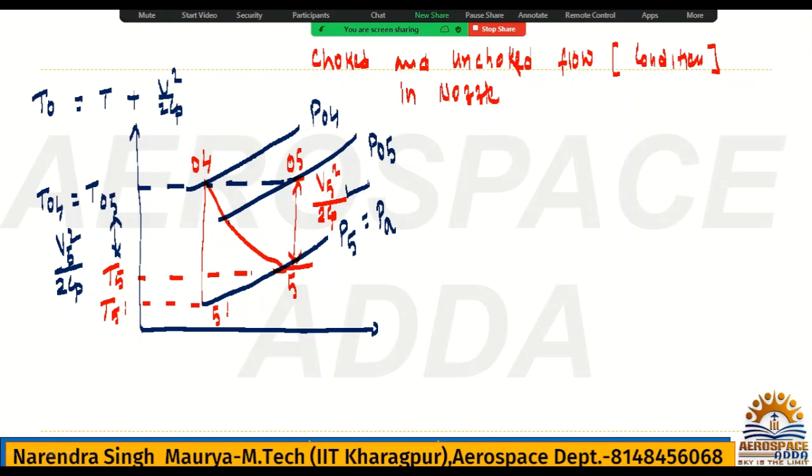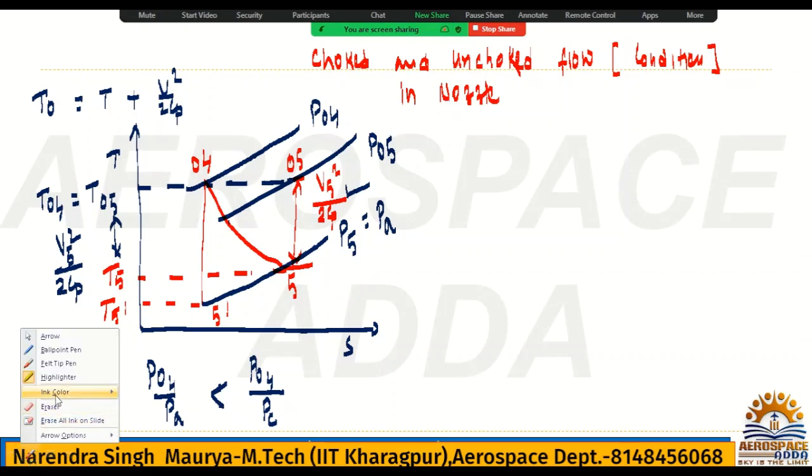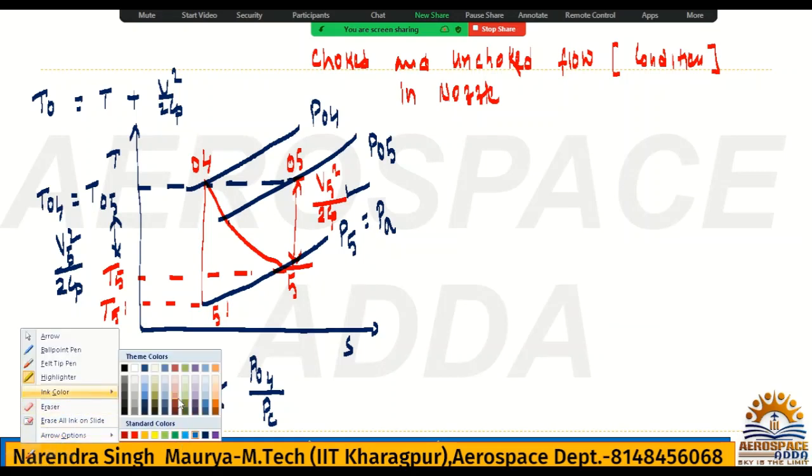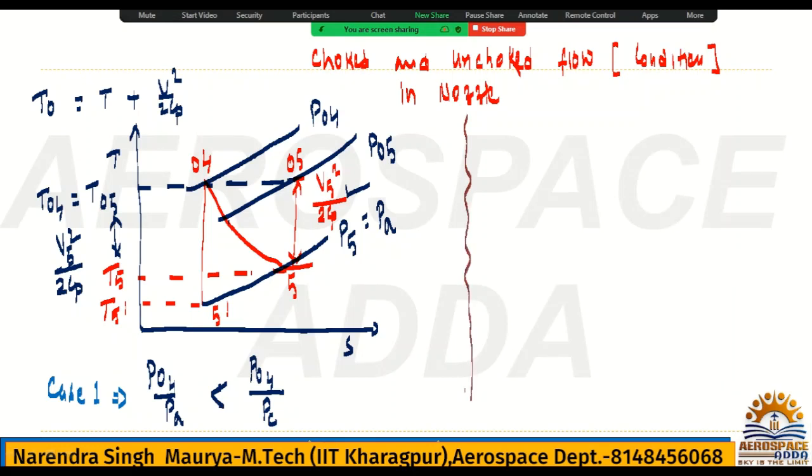So this is the one TS plot. In this TS plot, we now have P naught 4, and this atmospheric value PA. Similarly, we have P04, and one more value which is called PC. I will tell you how to get the PC value. If you check this comparison, if P04 by PA is less than 2 P04 by PC, then this is case 1. I will discuss this case. Alright. For the second plot, we have to draw a similar TS plot here once again.